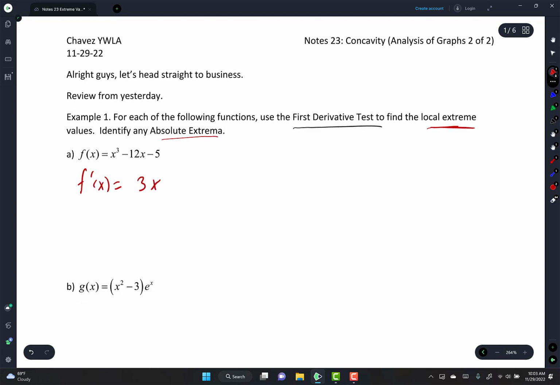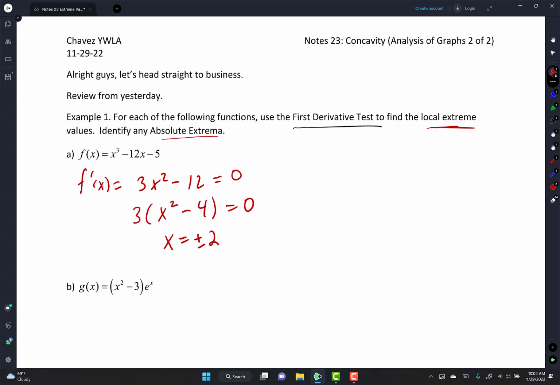So 3x squared minus 12x. I don't think anyone's going to have issues with that. Next, I'm going to set this equal to 0 to find critical points. So now you're just doing algebra here. I'm going to factor out a 3, and I'm going to have x squared minus 4 equals 0. The only way this will equal 0 is if x equals plus or minus 2. Is everyone okay with that?